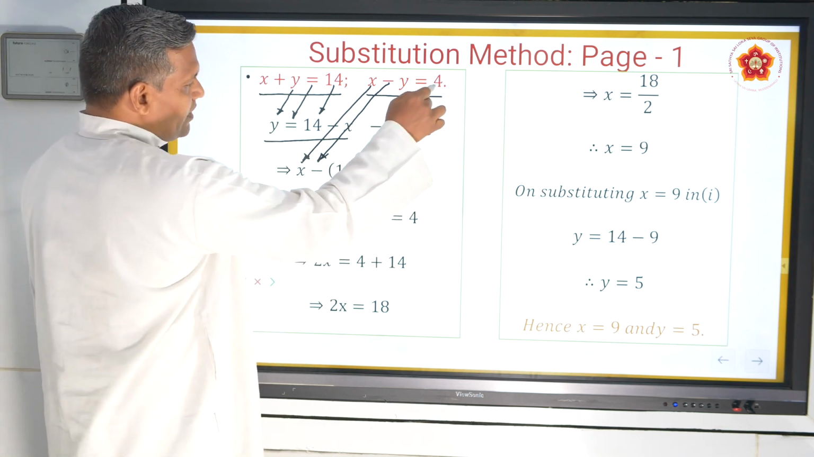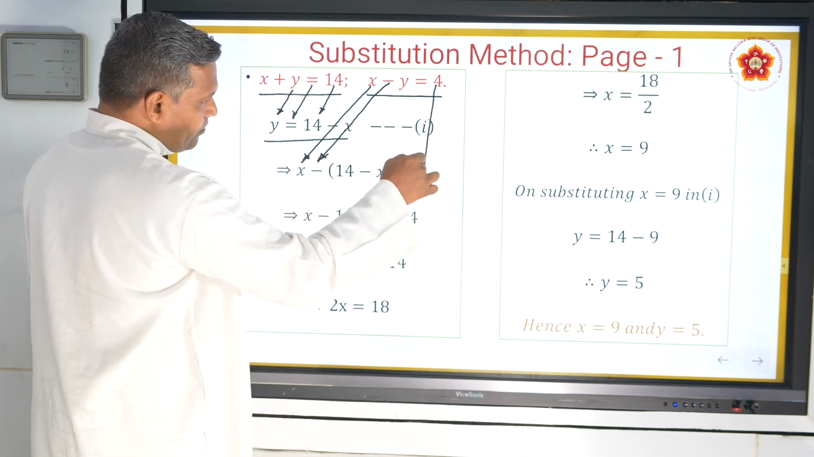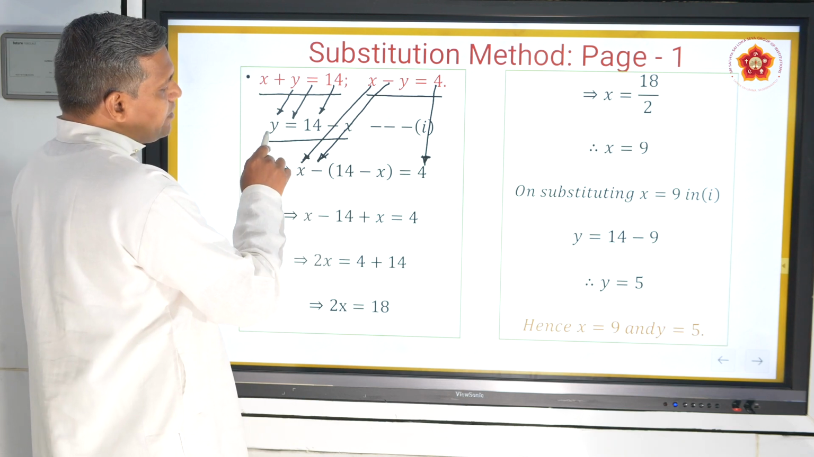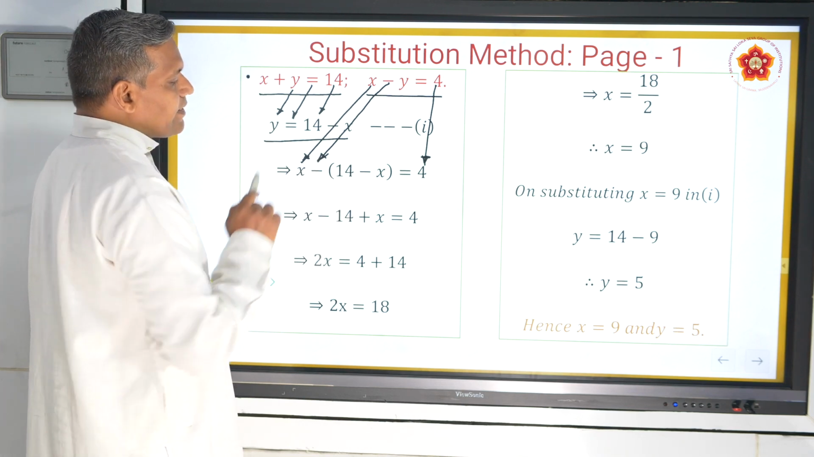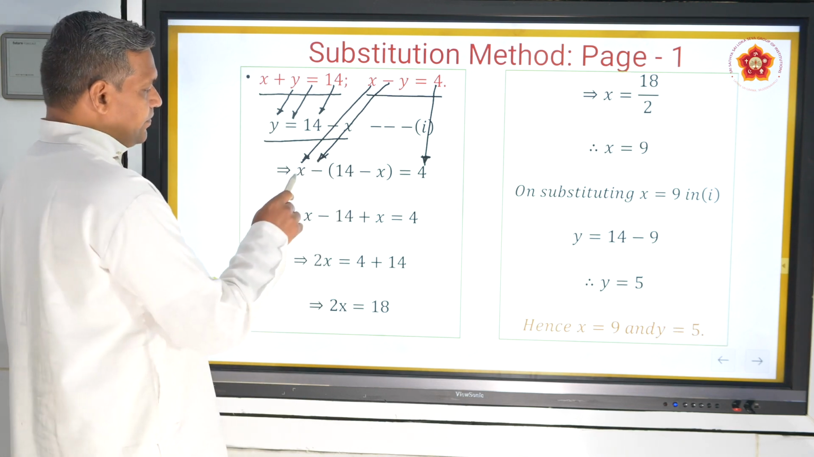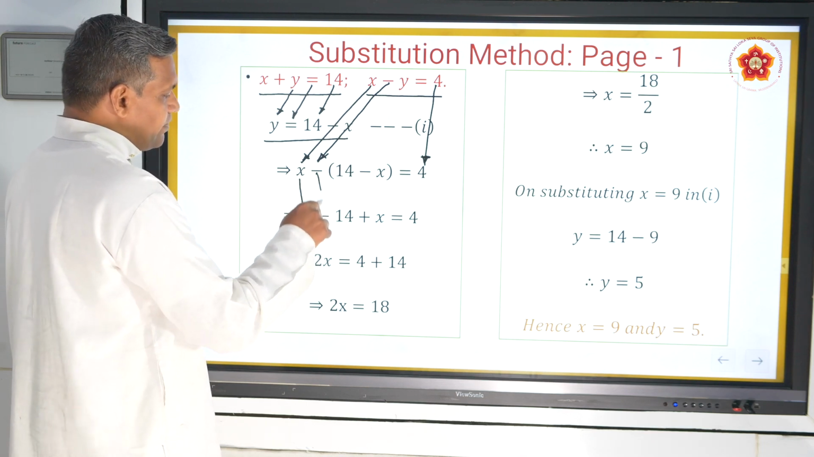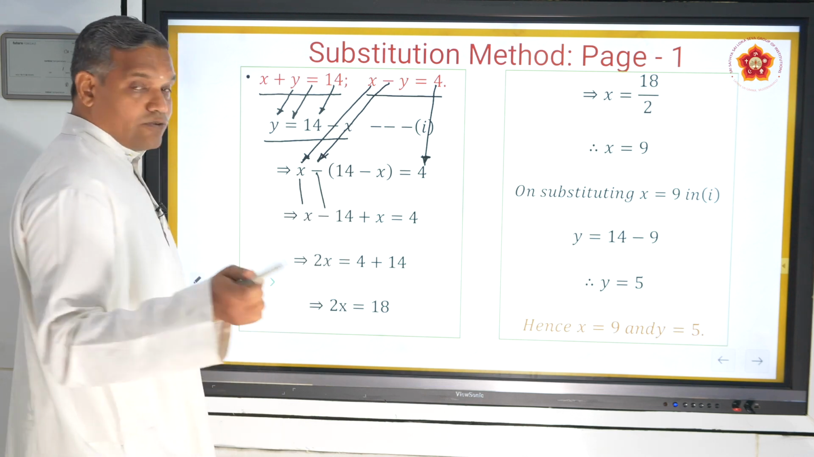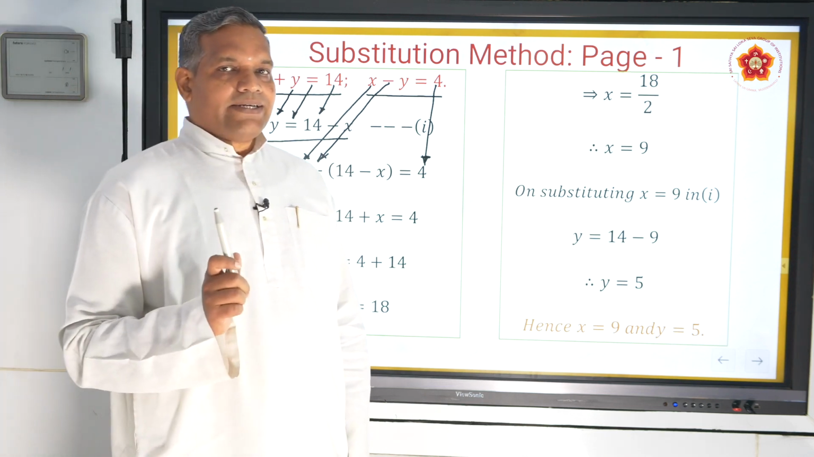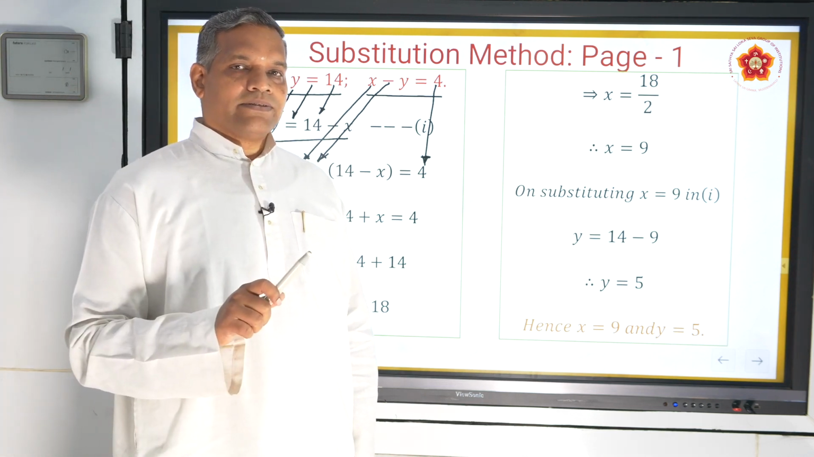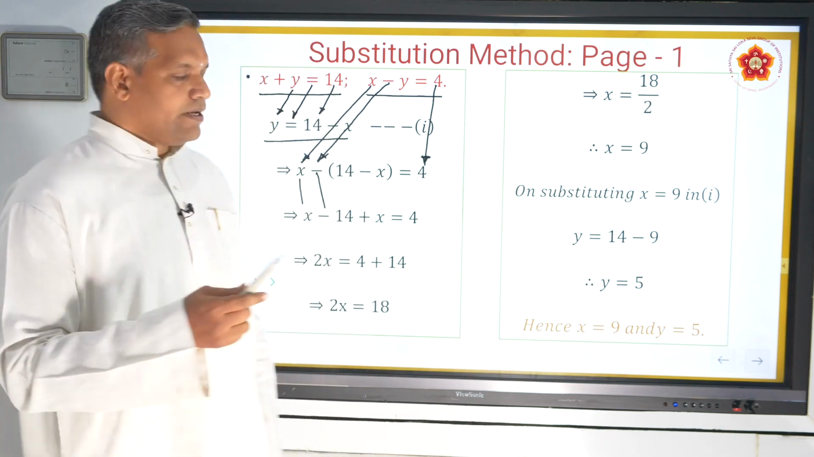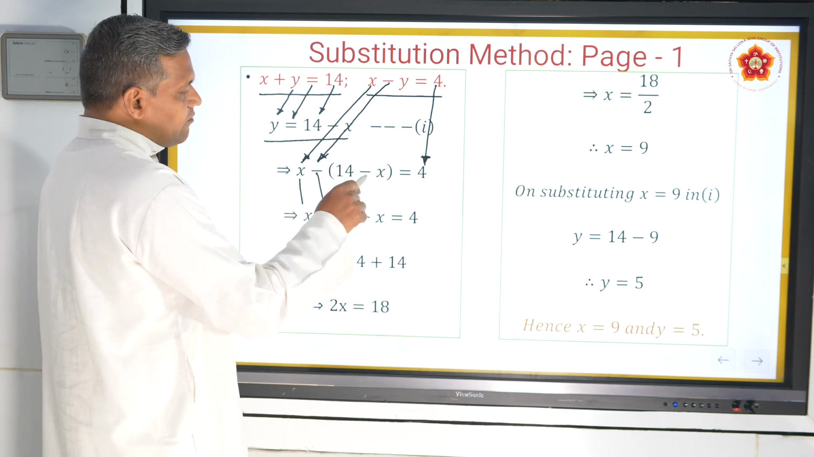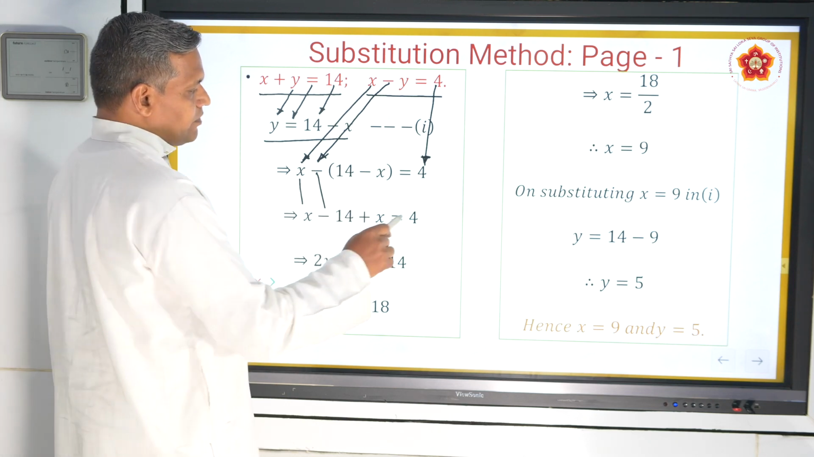that is equal to 4. This same 4 did not change. What did I do? I just substituted the y value in the place of y. Now see, x remains as such, minus remains as such, 14 minus x also. So here you should be careful. Before the bracket, if you have a minus, what happens? Minus becomes plus, plus becomes minus. So minus into 14, plus 14 is equal to minus 14, minus of minus x is equal to plus x. That is equal to 4.